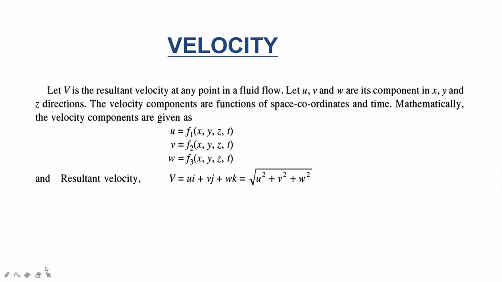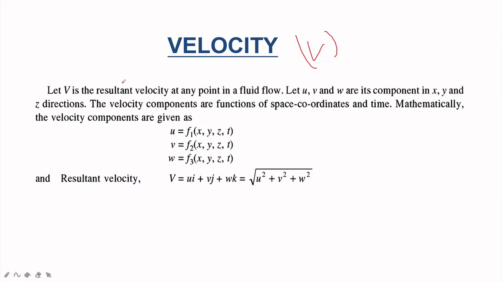Next, we will see about the velocity. We know what velocity is, but in kinematics, in this chapter, we have to denote it with respect to time. So that thing we have to learn here. Let V be the resultant velocity at any point in the fluid flow. Let U, V, W be its components. U is the velocity in x direction, V is the velocity in y direction, W is the velocity in z direction.